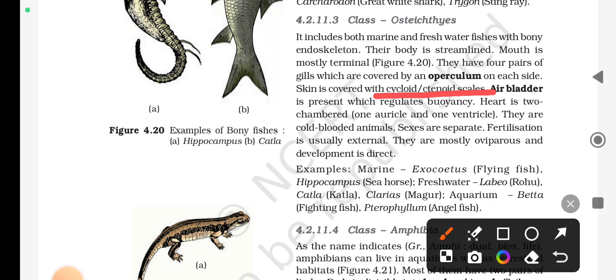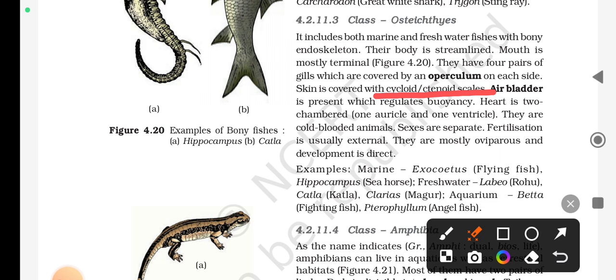You know that Chondrichthyes have placoid scales. Osteichthyes have cycloid scales. Another important point: cartilaginous fish didn't have an air bladder. So it's compulsory that they continuously swim. If they stop swimming, they sink. But Osteichthyes have an air bladder. If they have an air bladder, that means they regulate buoyancy. If they stop swimming, they don't sink.